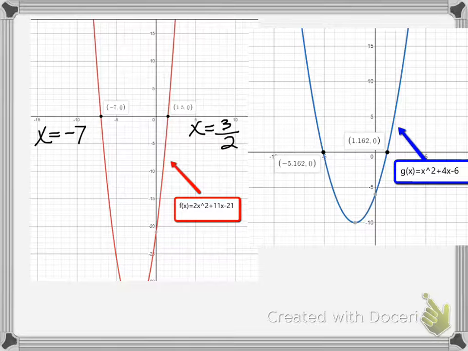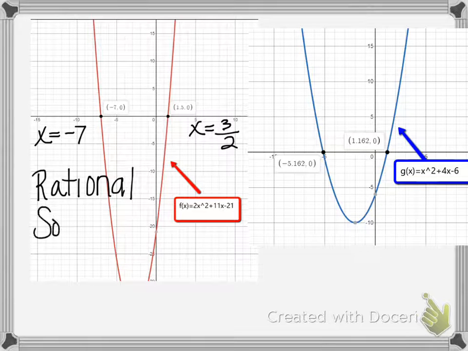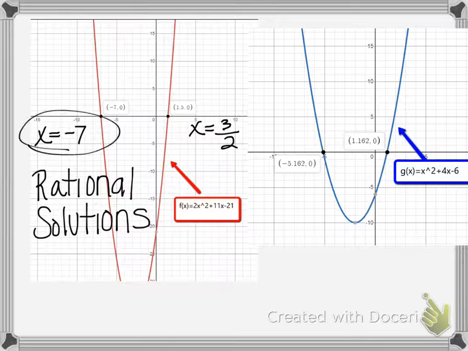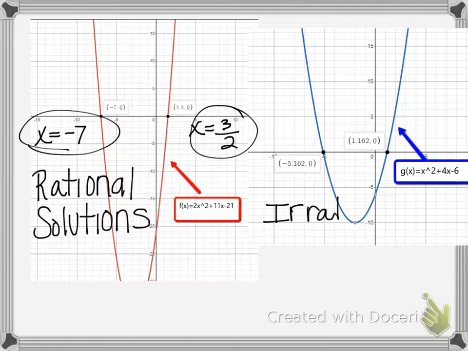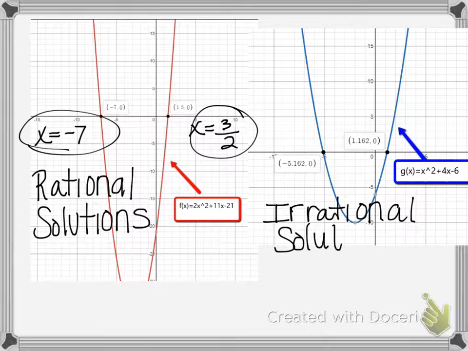So in the first graph where we were able to factor, we had what were called rational solutions. They were rational solutions because they were numbers like integers, like negative 7, or they were numbers that can be written as a fraction, like 3/2. But in the second equation, we still have two x-intercepts, but we weren't able to find them by factoring. And the reason is because we have irrational solutions.